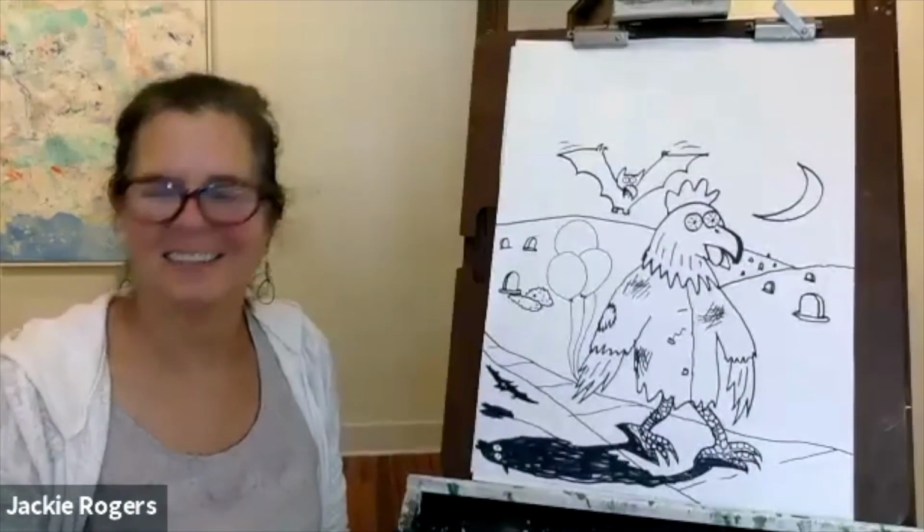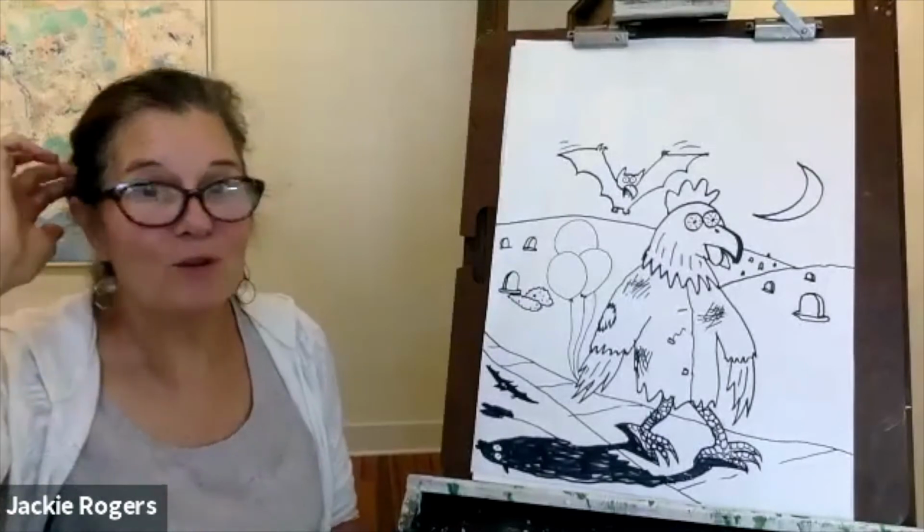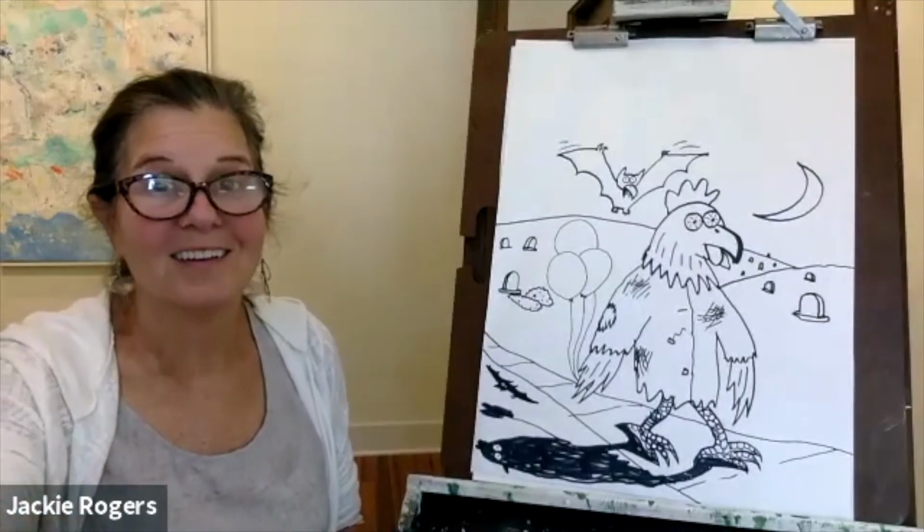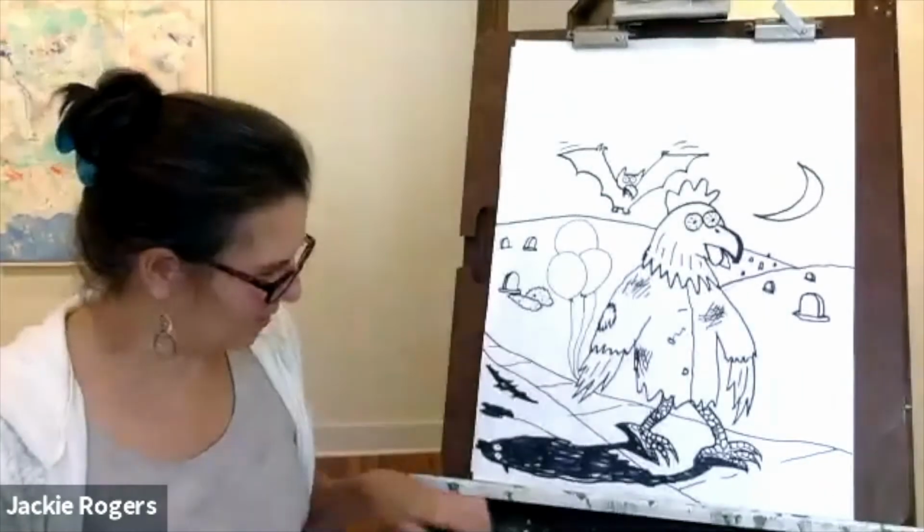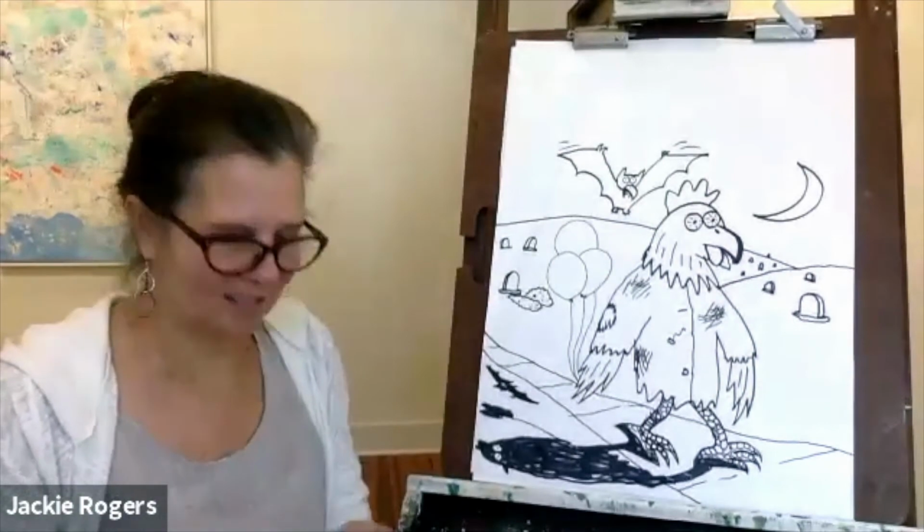Why? I hope you have a good joke for this. Why did the zombie chicken cross the road? Because it was brainless. Brainless is good.